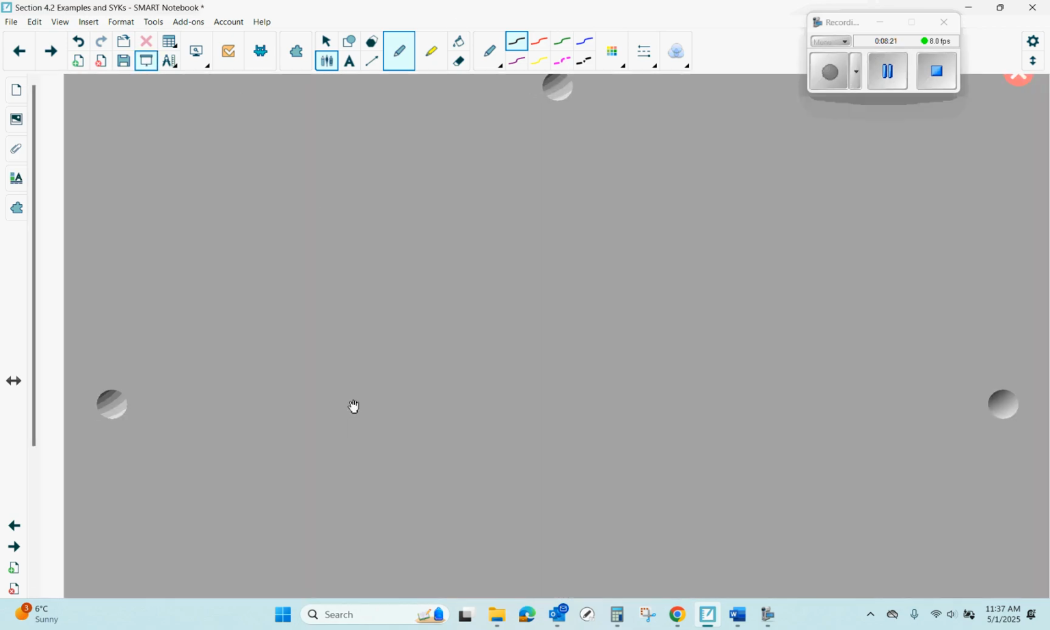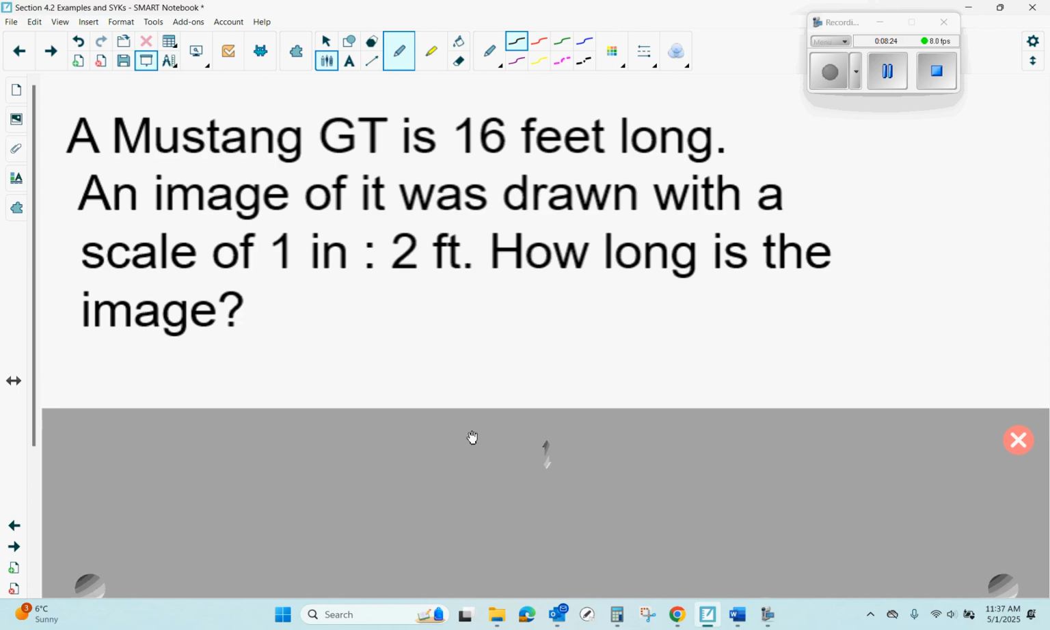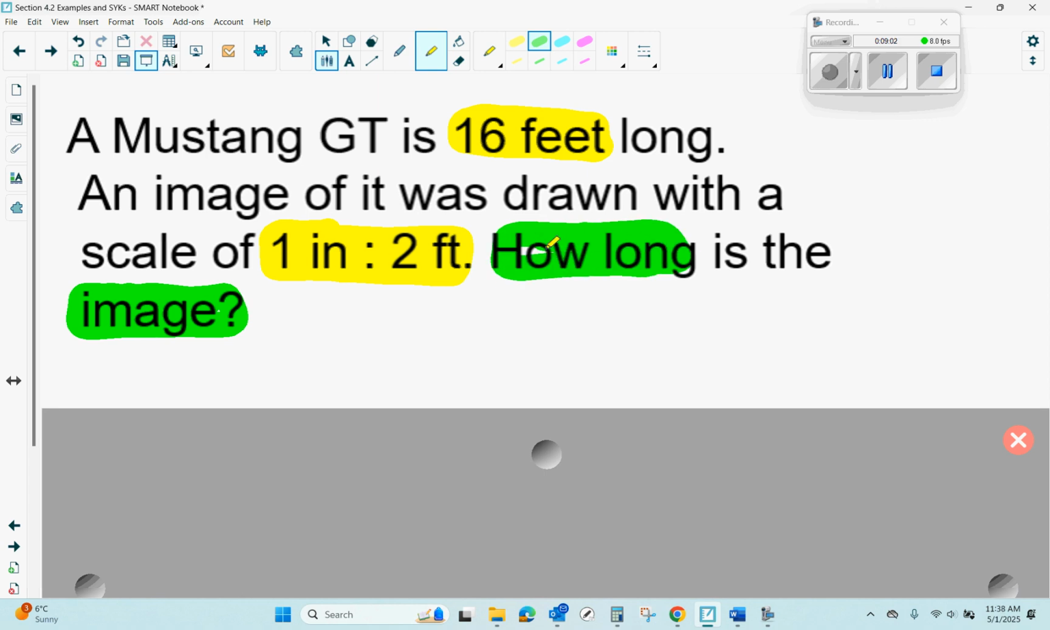Another type of question you could be asked looks like this. So an actual Mustang GT car is 16 feet long. An image of it was drawn with a scale of 1 inch for every 2 feet. 1 inch on the image is equal to 2 feet in real life. How long is the image? So they're asking us to find image, to find I.